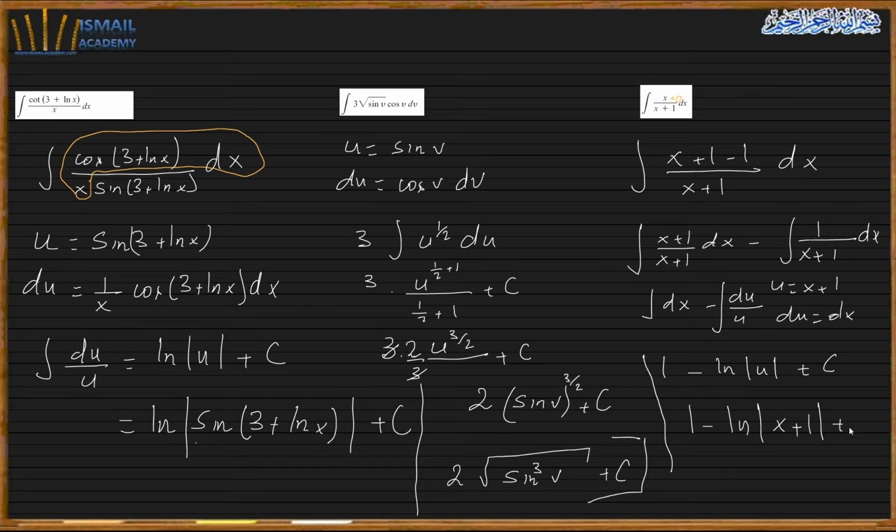I cannot take off the parentheses because I don't know the sign and the value of x. It may be positive, it may be negative, so I keep the absolute value. As long as you're not sure it's always going to be positive, keep the absolute value. Alright. Okay, so this is the answer here. Let's move to the next question.